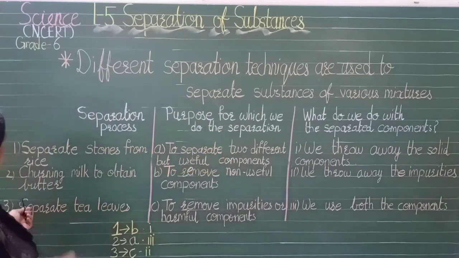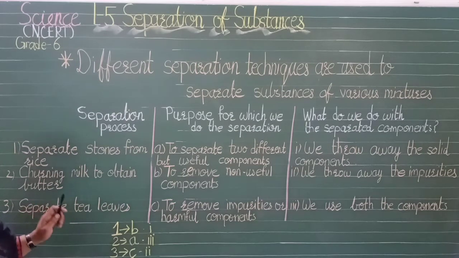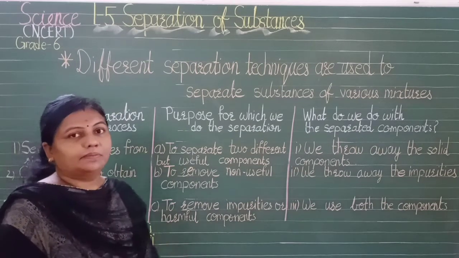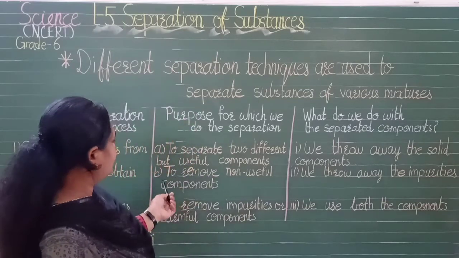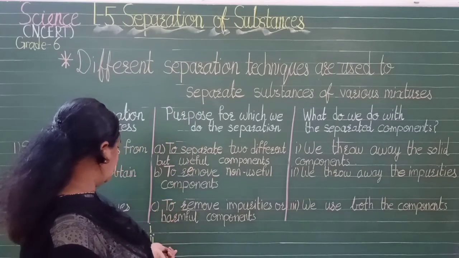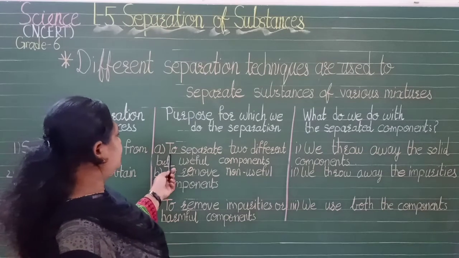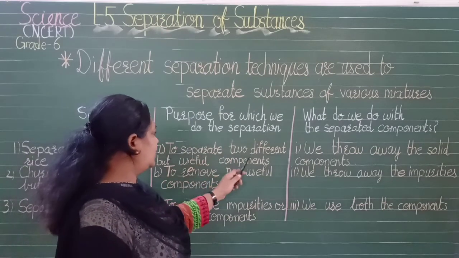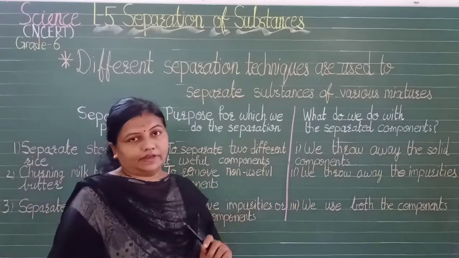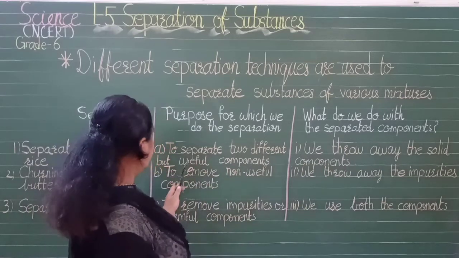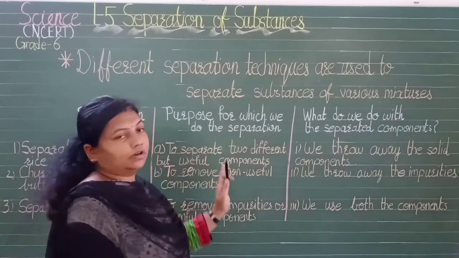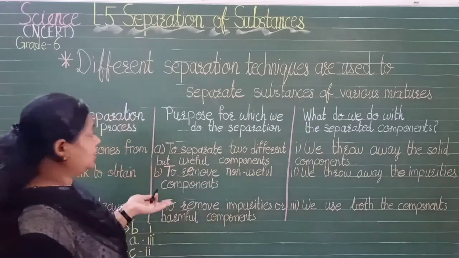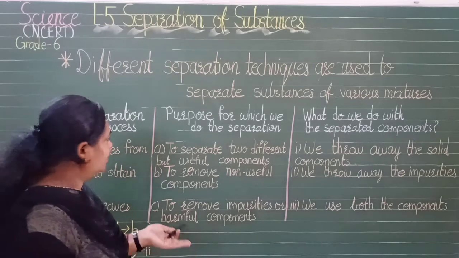Let us see our second example, churning milk to obtain butter. Yes, butter, your favorite, delicious. Now what will be the correct answer from the second column? Our correct answer will be to separate 2 different but useful components. So here we are separating 2 different but useful components. Both the things might be important.